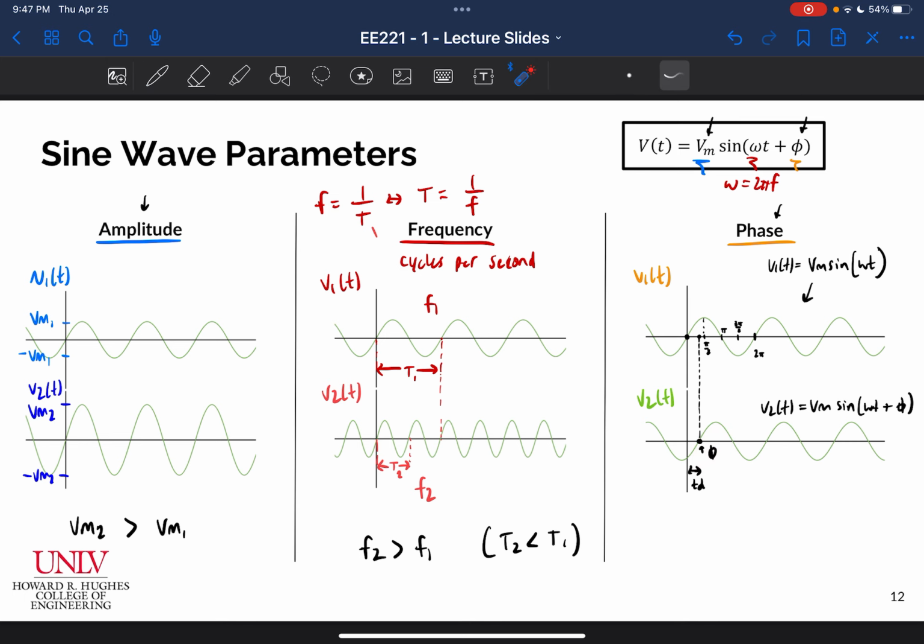That is the explanation of the sine wave parameters. Hopefully they make sense. We've got our amplitude, our frequency, and our phase. This right here is the expression we are going to see as the standard for basically all the signals we look at in the time domain.